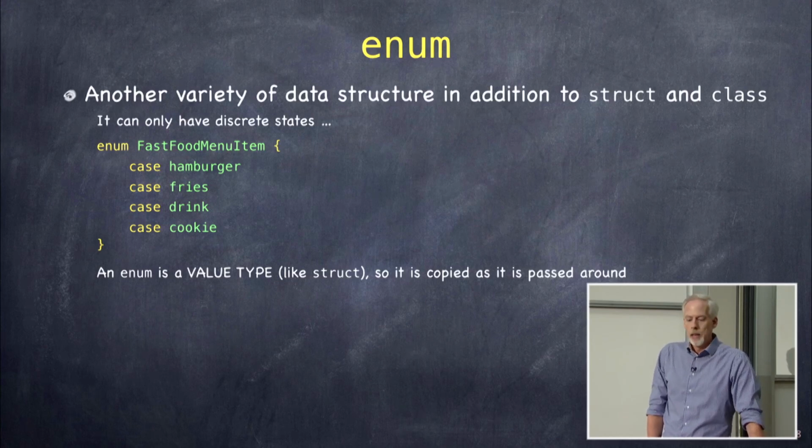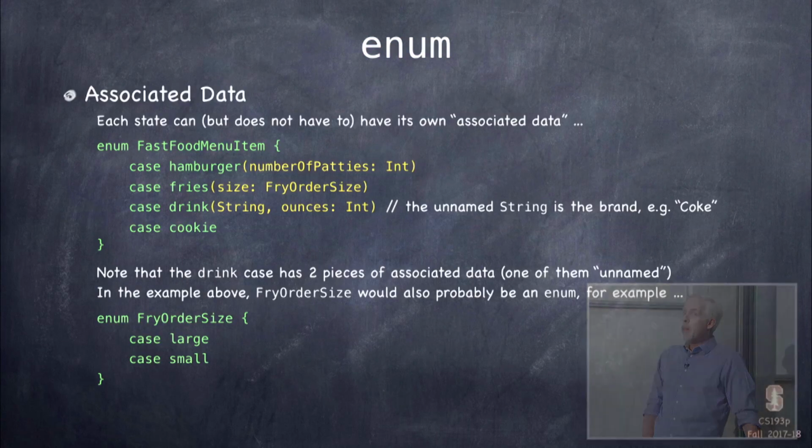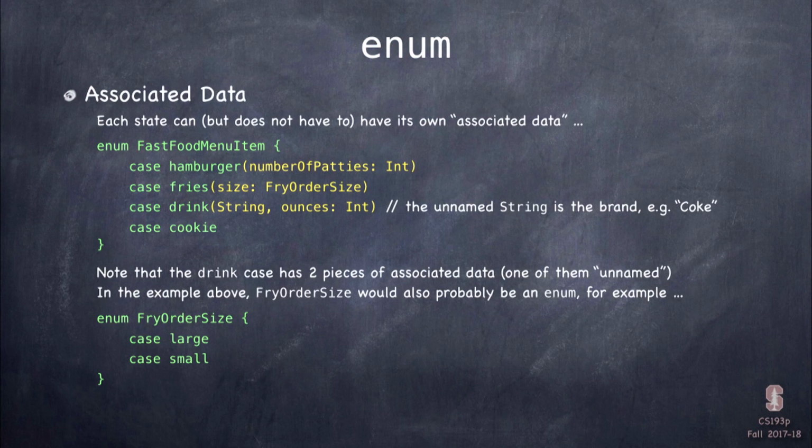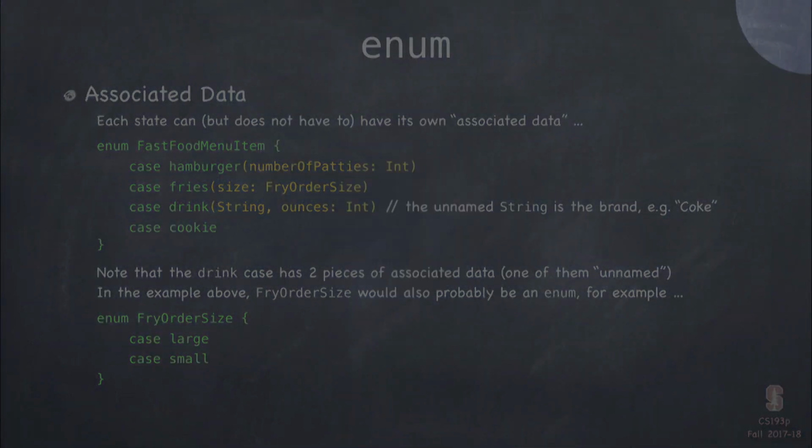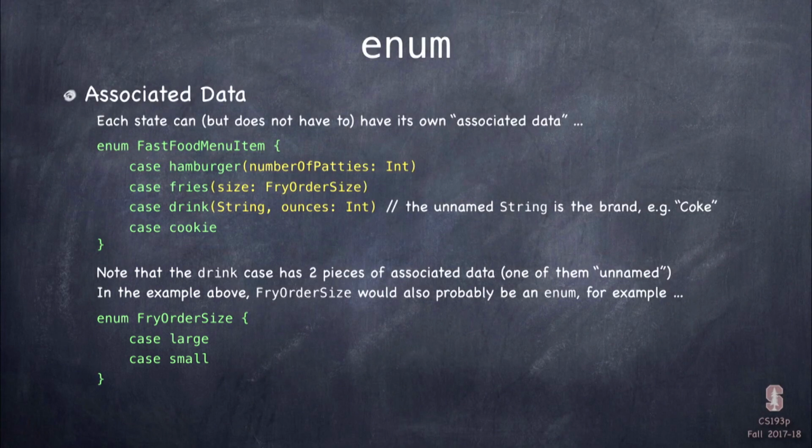Okay? Now, enums in Swift are a little bit more powerful than your typical enum because each case can also have what's called associated data or an associated value. So in my fast food item, my hamburgers have the number of patties. Is it a double burger or a triple or a single? The fries has the size of the fries, a large fry or small, and I've even used another enum. You see down here at the bottom. There it is. So I can use another enum there to do the size of it.